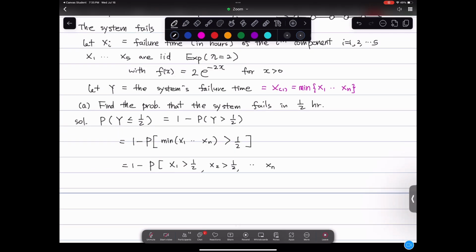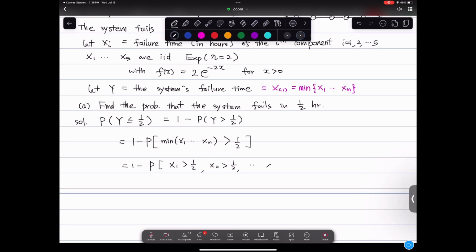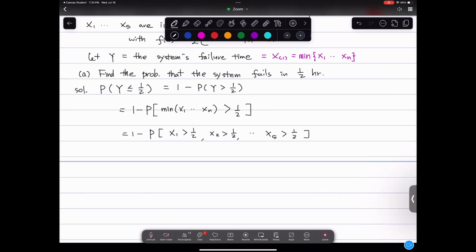So I think I have 5 components. Let's get 5. So that's what it means. The shortest one lasts longer than 30 minutes, which means everything lasts longer than 30 minutes. So now I'm ready to get my probability. Let me separate them out. I can separate all of those into the probability that X1 is greater than 1/2, times X2 greater than 1/2, the product of the probabilities, because they're independent.